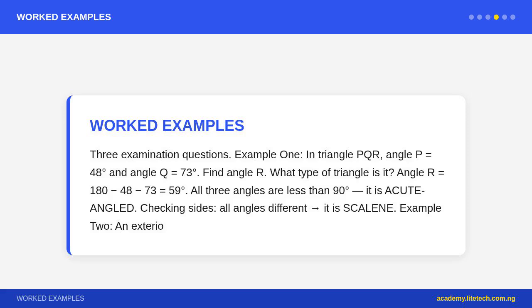Example 2: an exterior angle of a triangle is 130 degrees. One of the non-adjacent interior angles is 55 degrees. Find the other non-adjacent interior angle and the third interior angle. The exterior angle equals the sum of the non-adjacent interior angles. 130 degrees equals 55 degrees plus the other. The other equals 130 degrees minus 55 degrees, which equals 75 degrees.